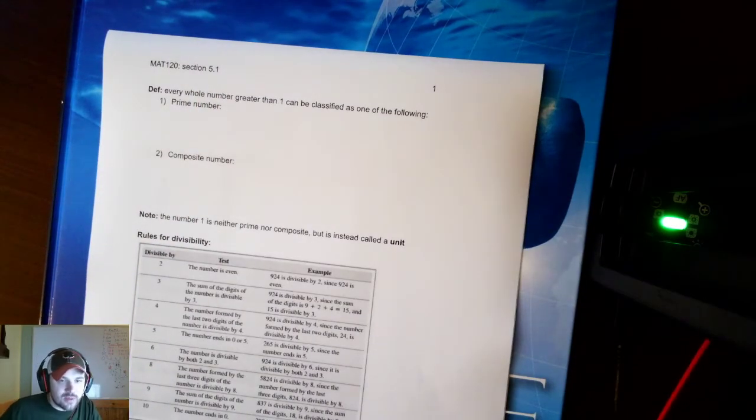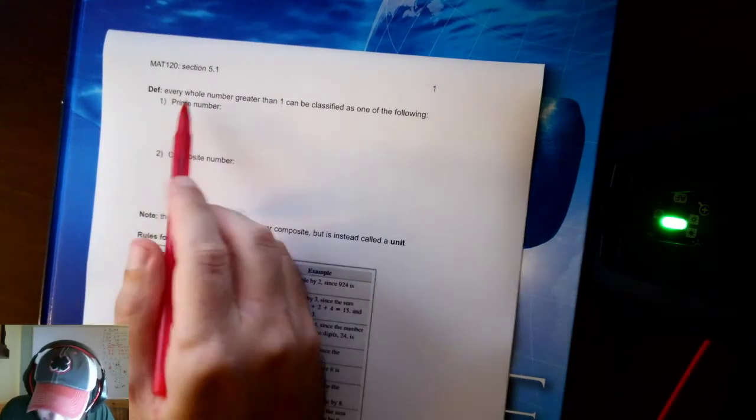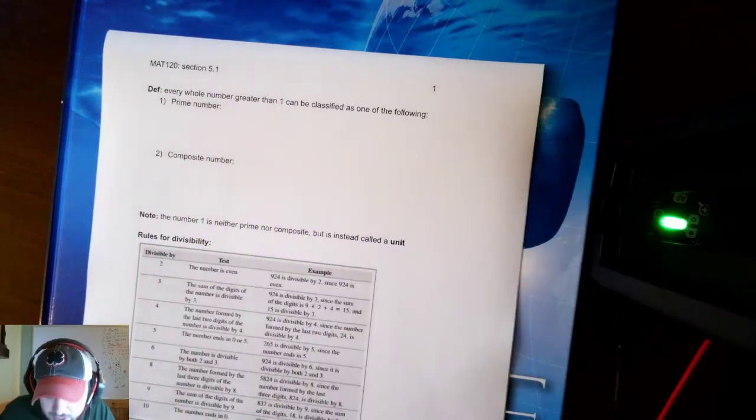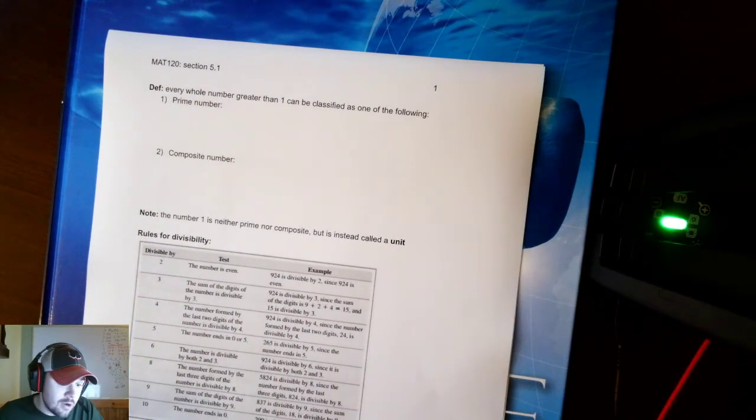Today we're going to start off with some definitions. First, every whole number greater than 1 can be classified as either prime or composite. So let's talk about the difference.